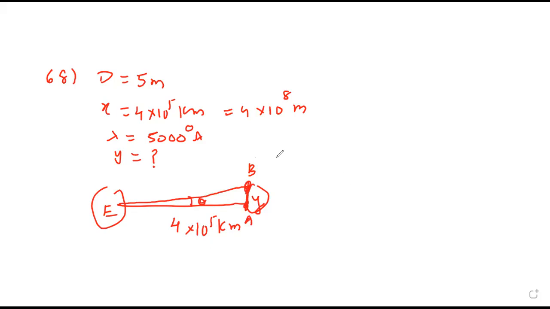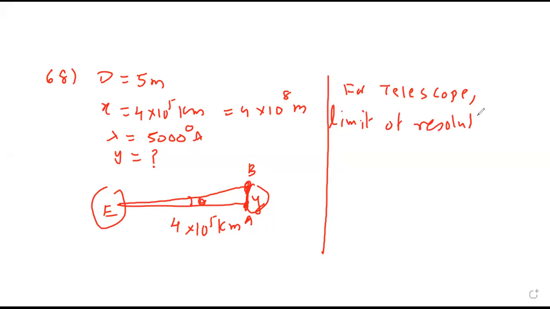If you see from here, those two objects will have some angular separation. What definition did we write in the morning? Minimum angular separation or linear distance so that objects can be just resolved. This is called the limit of resolution. So I'm just giving you the formula. For a telescope, the limit of resolution, theta, that means angular separation, is this formula.